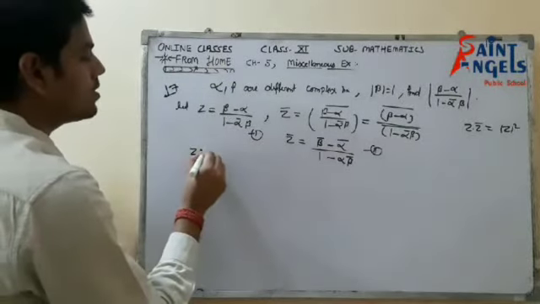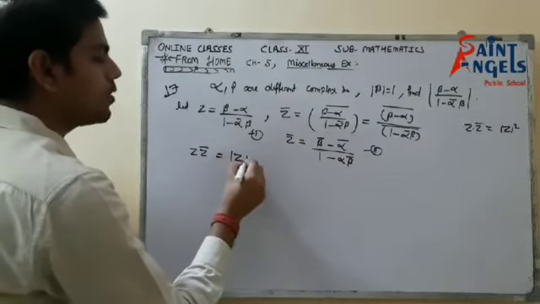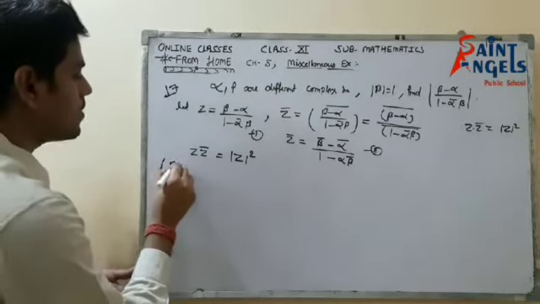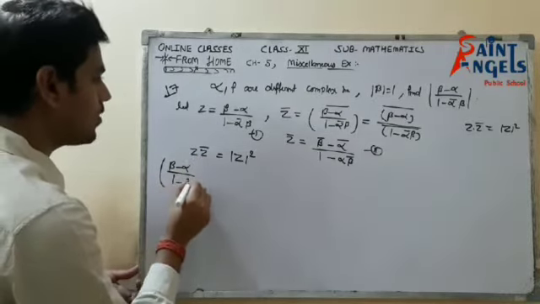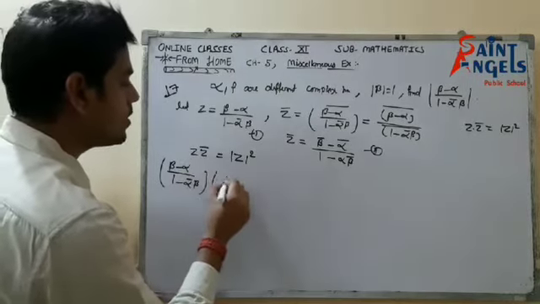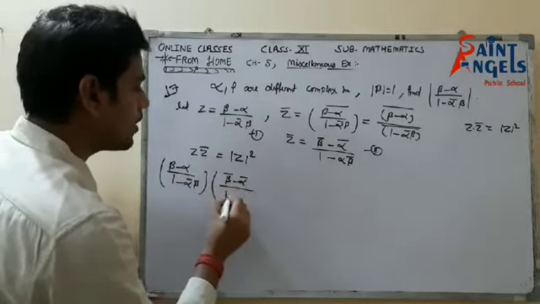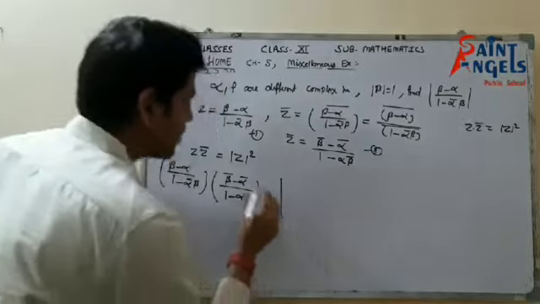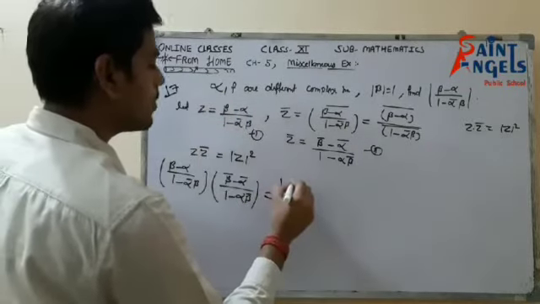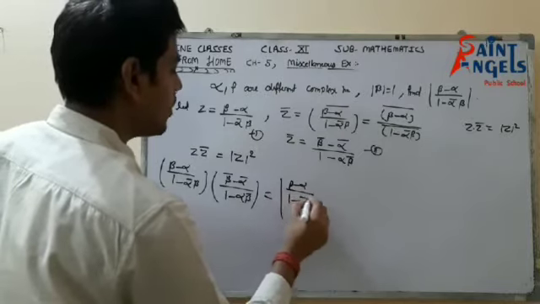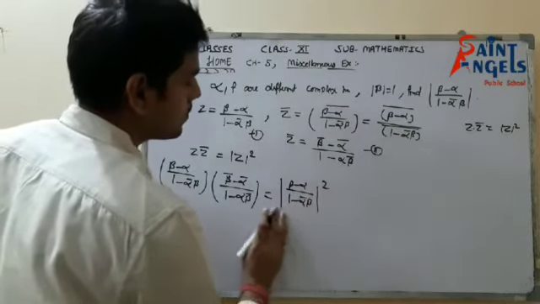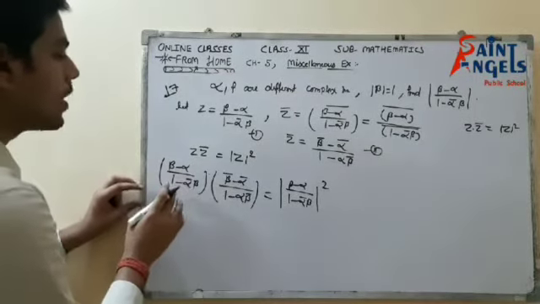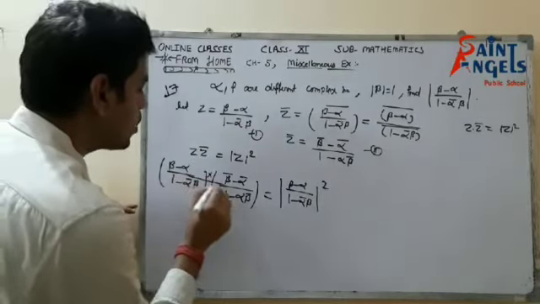We know that z times z bar equals the magnitude of z square. So now put the values of z and z bar. z is (beta minus alpha) upon (1 minus alpha bar beta), and z bar is (beta bar minus alpha bar) upon (1 minus alpha beta bar), equals the magnitude of z, that is (beta minus alpha) upon (1 minus alpha bar beta), whole square. Now just multiply these two numbers, multiplying numerator to numerator and denominator to denominator.